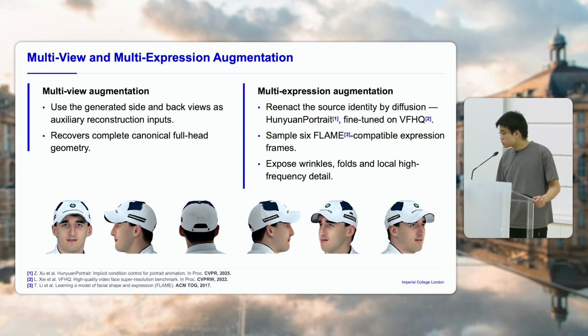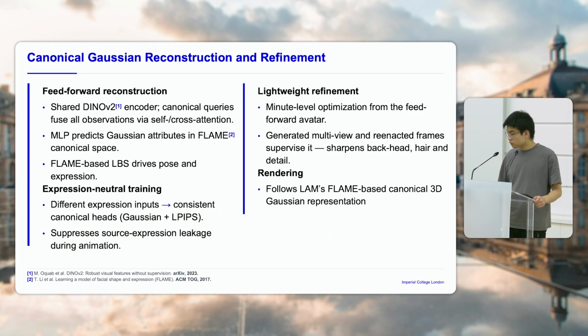Multi-view augmentation generates 6 fixed views around the head, directly targeting side and back head reconstruction. Multi-expression augmentation reenacts the same identity, fine-tuned on VFHQ. The sampled frame targets appearance changes absent from a single static expression. All observations are fused into one canonical Gaussian avatar.